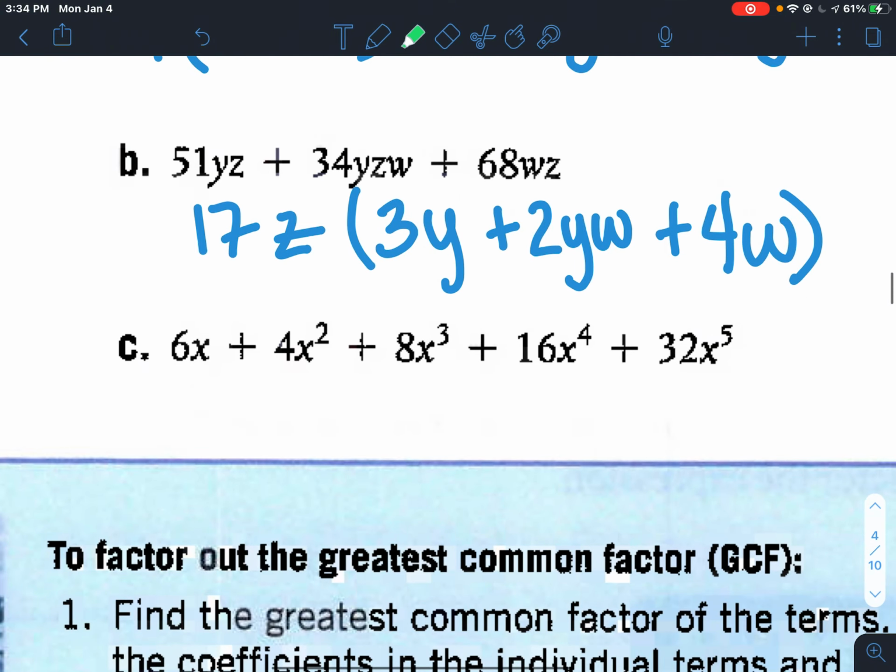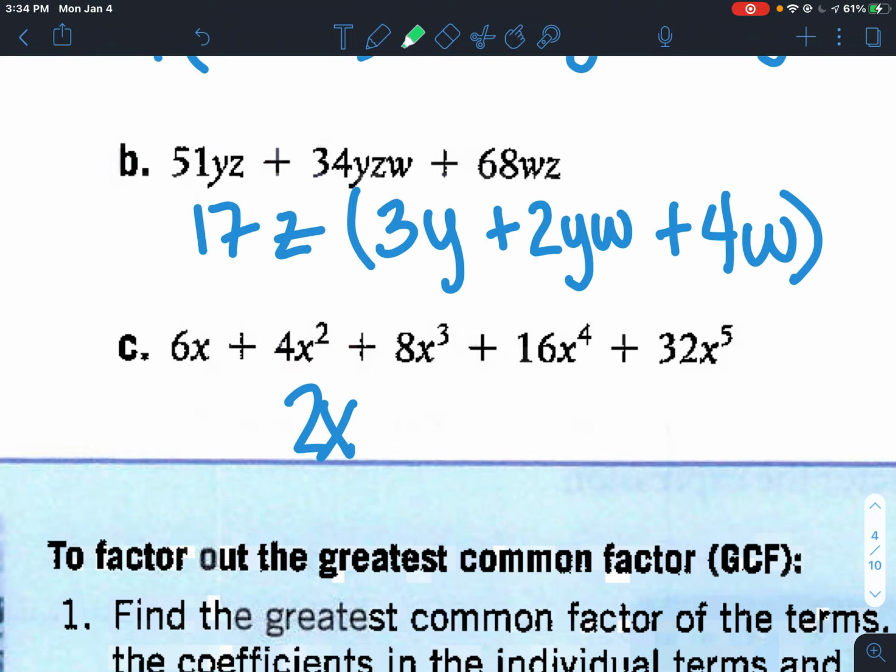Okay, and then the last one here: a 6x, a 4x squared, an 8x cubed, 16x to the 4th, a 32x to the 5th. Okay, I'm going to look at the numbers. What is the smallest number I could take out for all of them? It's a 2. And then what's the lowest variable I could take out? And it's just an x.